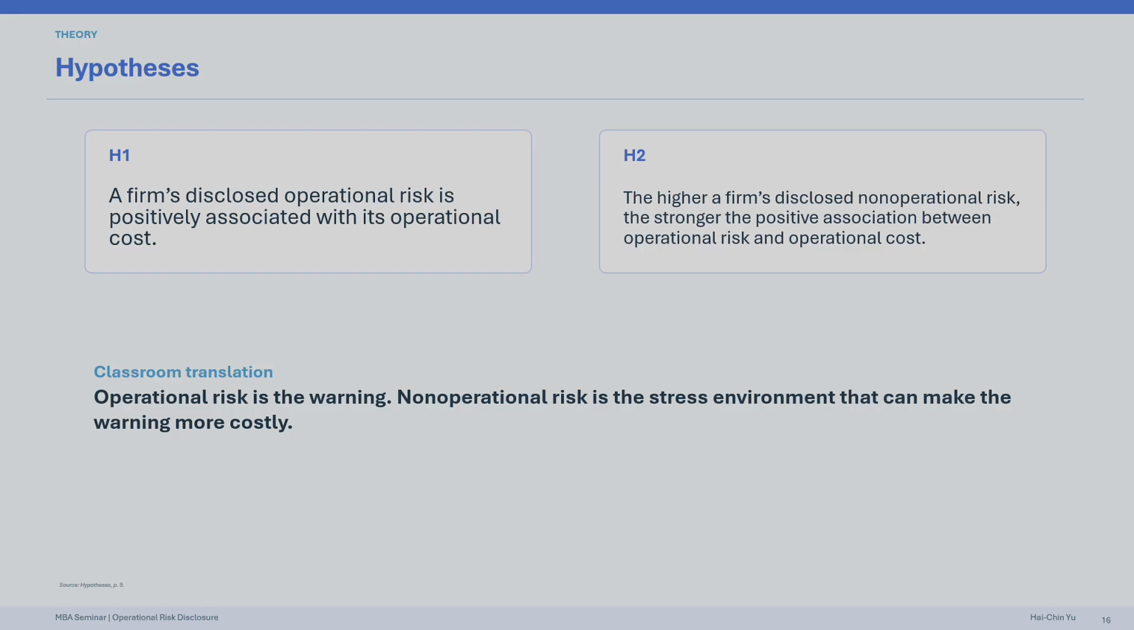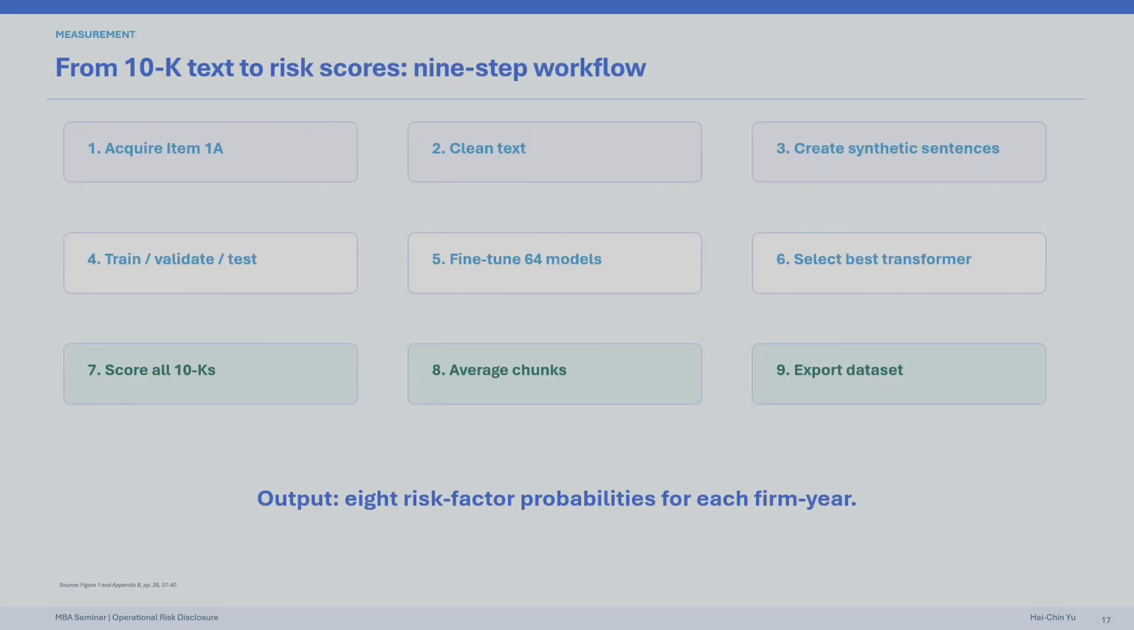So non-operational risk is the stress environment that can make the warning more costly. You have a direct effect, positively related, but non-operational risk will amplify this cost more significantly. So we can take a look at the coefficient later. Remind me, because the coefficients should be added together.